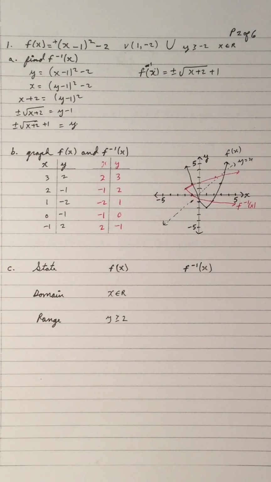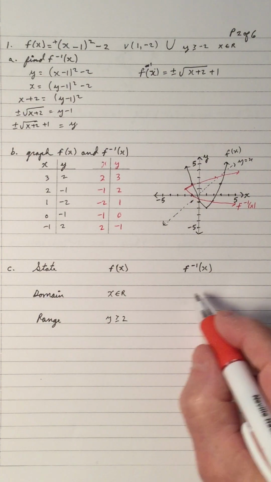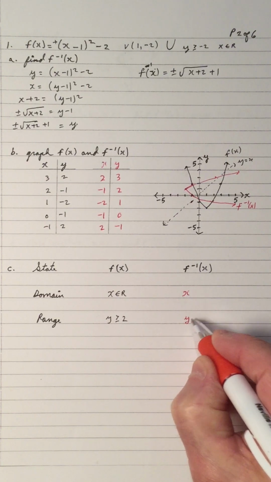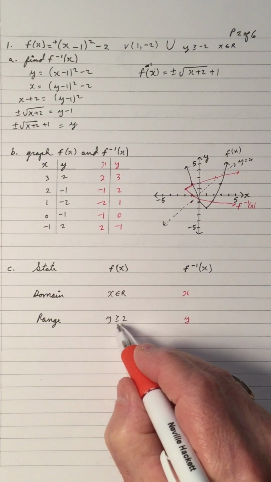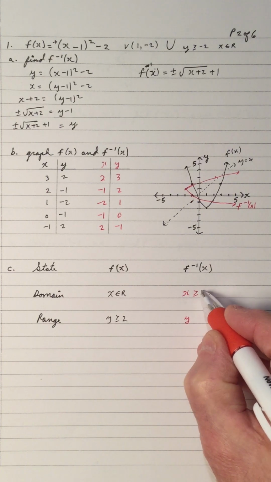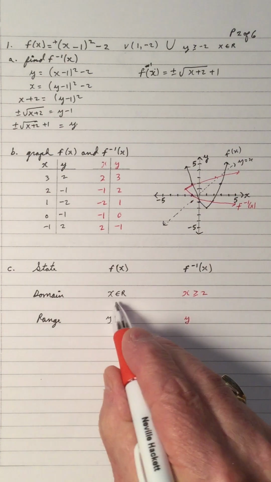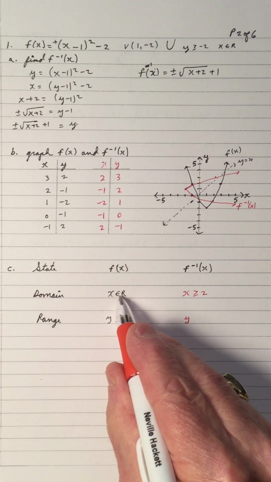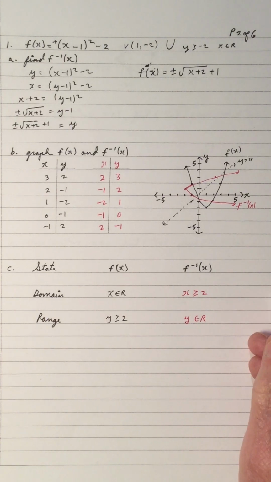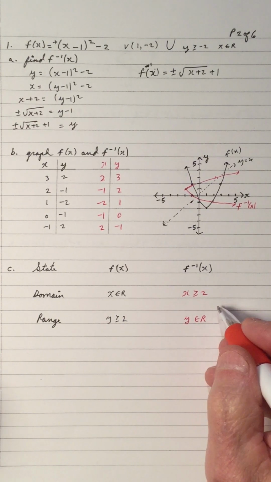So that means that for the inverse, the domain is x and the range is y, but the range becomes the domain. So that's x greater than or equal to 2. And this is the domain of f of x, which is the range of the inverse.